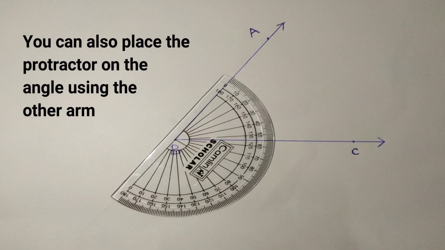You can also place the protractor on the angle using the other arm. You will get the same answer. As convenient, you can decide which way you like to measure an angle. The measured angle will be the same. Now you should practice it with a variety of angles.